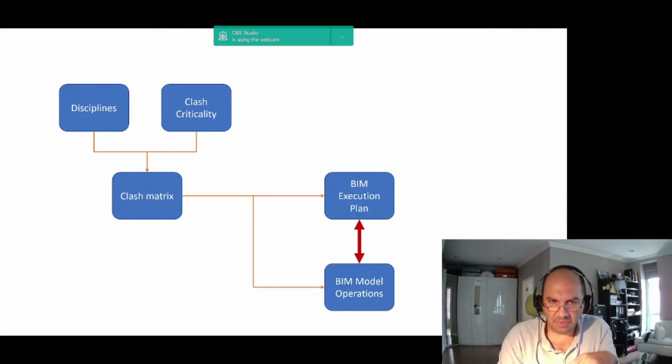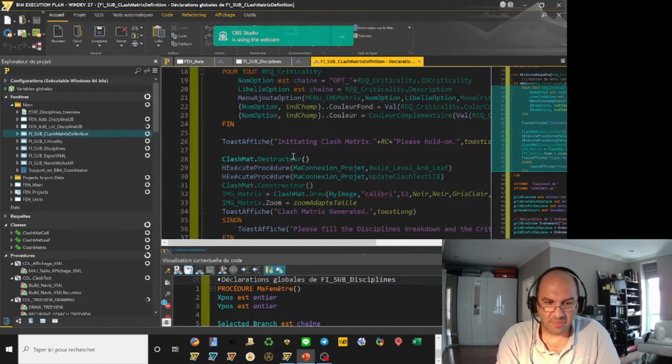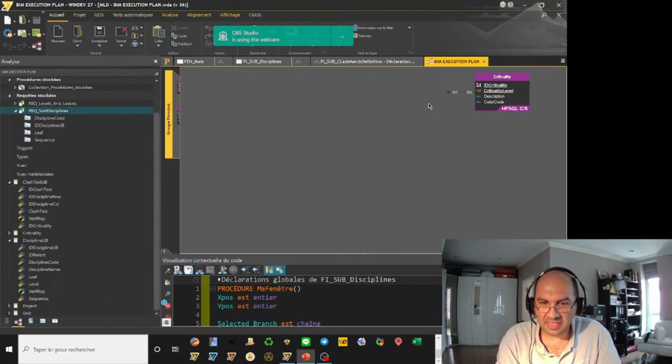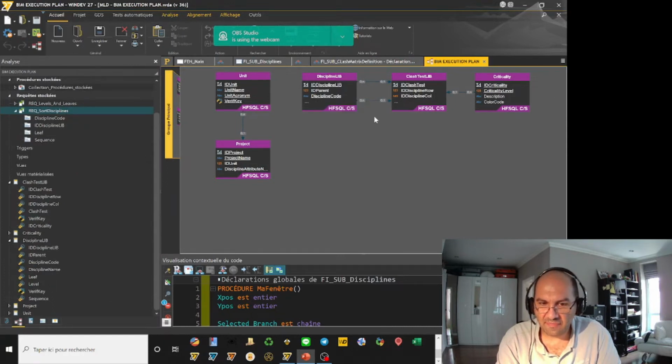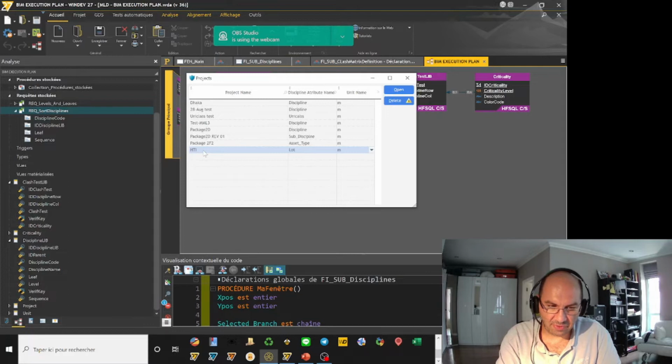To meet this need, we have been developing a database structure. This database structure is connecting the information together. First of all, the discipline with the clash test and the criticality level. So all of this information is connected, and when you launch your project, here, for instance, I will take the example of a project delivered in South or Central America.